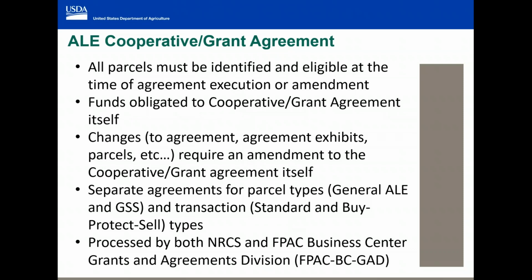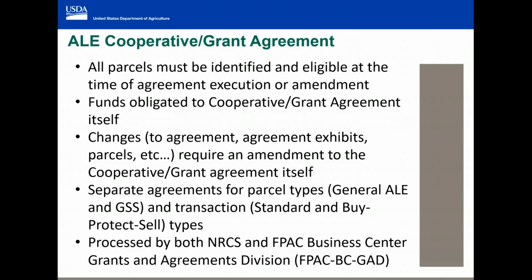So under a cooperative or grant agreement, all of the parcels on which the easements will be acquired need to be identified and determined eligible at the time the agreement itself is executed or through a subsequent amendment to that cooperative or grant agreement. As a result, because those parcels have been identified, determined eligible, all parties have agreed to move forward. The funds are then obligated to the agreement itself. So the agreement is the obligating document, as we call it within NRCS.